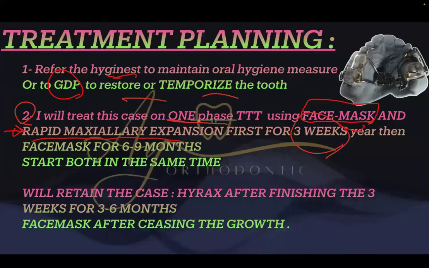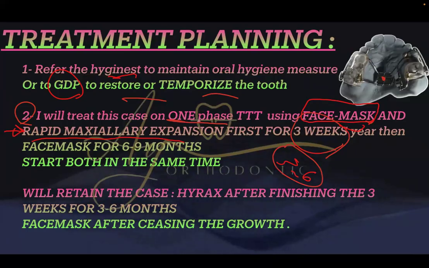And then you are going to maintain the rapid maxillary expansion, after closing its hole, as a retention for 3 to 6 months. Okay, so you are going to use the appliances at the same time, but one is active, which is the face mask, and the other one is not active. The retention in the rapid maxillary expansion you're going to maintain for 3 to 6 months until you are done with the face mask.